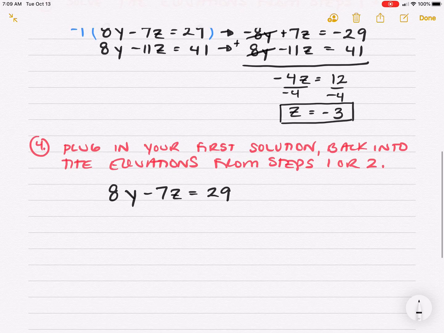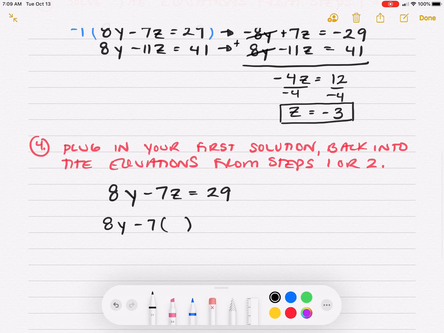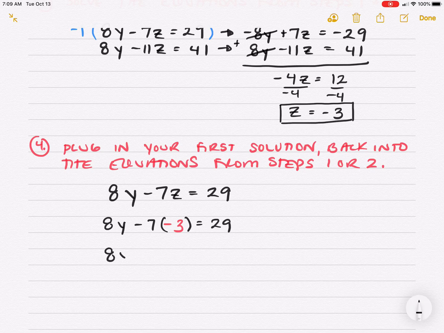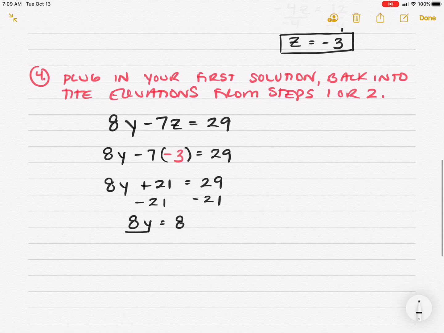Well, now what I can do is substitute in, and we can replace the z here with a -3, okay? And we can go ahead and solve this out. 8y plus 21 equals 29, minus 21 from both sides. 8y is equal to 8, and finally, when I divide both sides by 8, I get my second variable, y equals 1.